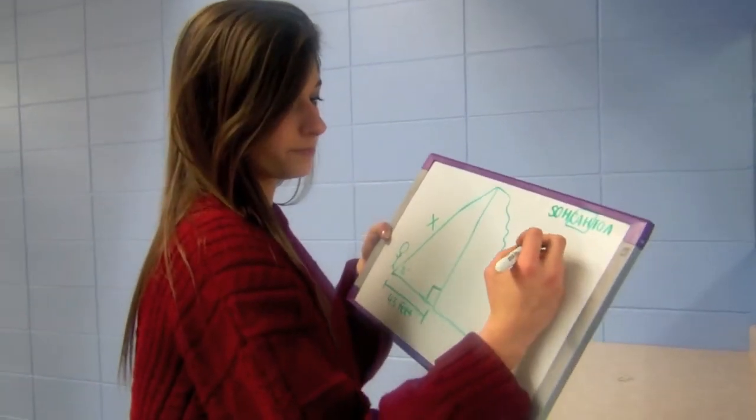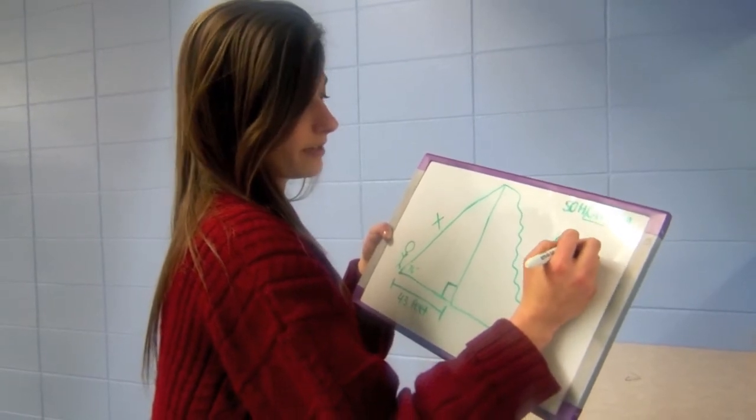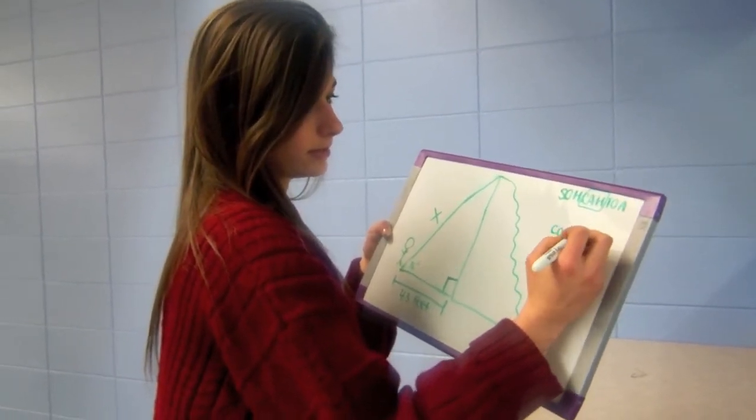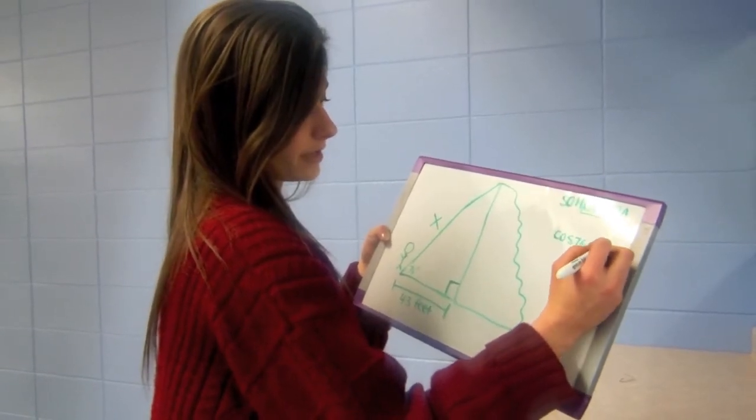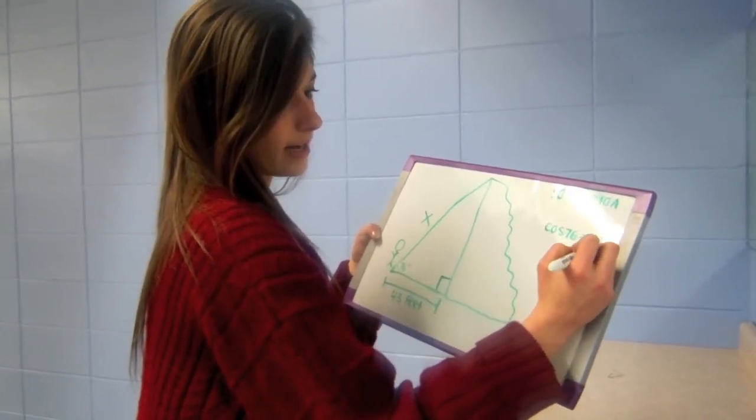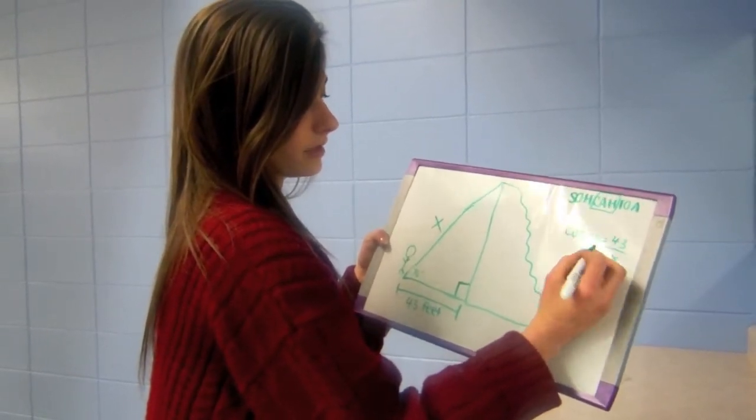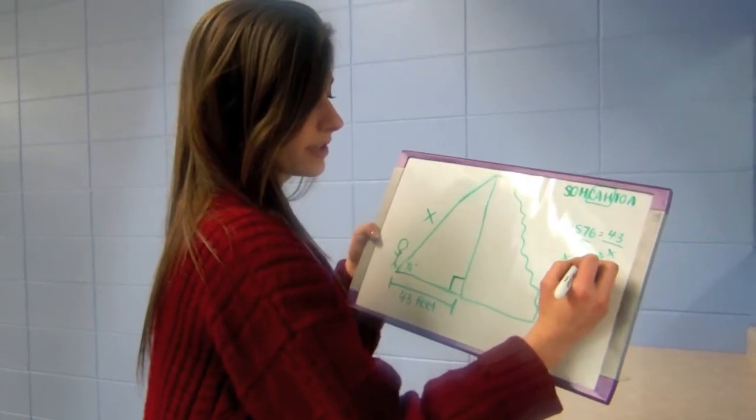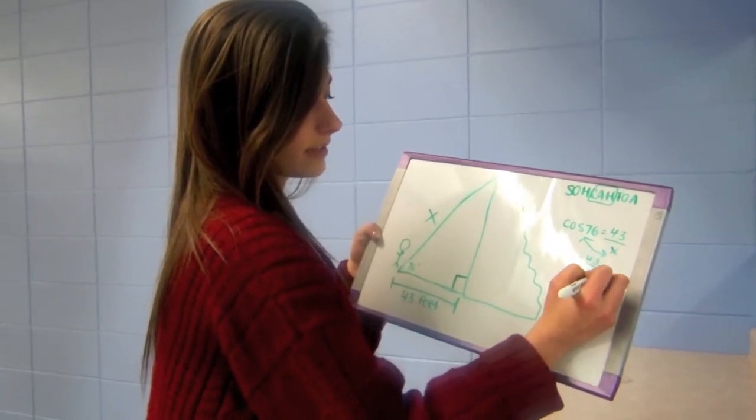So we write cos 76 equals 43 over x, and we'll have to switch these. So we get x equals 43 over cos 76.